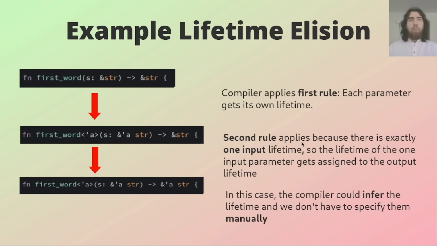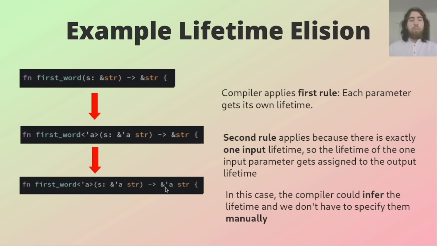So the second rule applies because there is exactly one input lifetime. Again, we have only one argument that is a reference. So this gets assigned to the output lifetime, meaning the output reference here must then be the same reference, right? We are taking a reference, so it must be the same when we are returning a reference. So in this case, the compiler could infer the lifetime and we don't have to specify them manually.